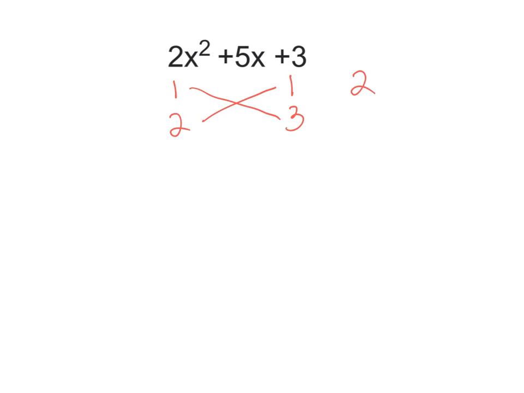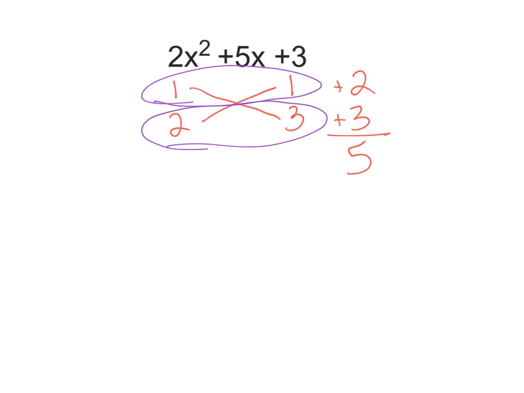2 times 1 is 2. 1 times 3 is 3. 2 and 3 make 5. Yes. Those are your answers. All positive, right? Purple circles are your answers. 1x plus 1, 2x, positive 3.